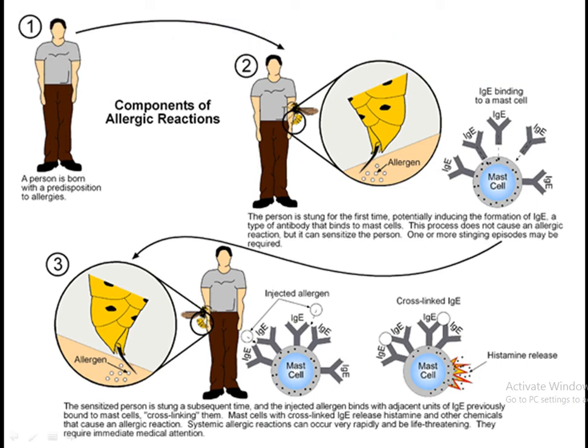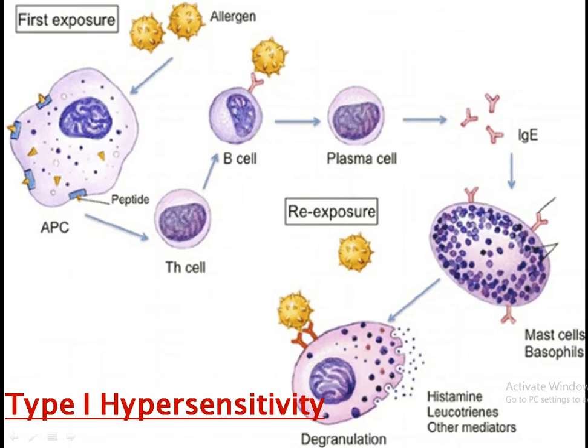Through this slide, I want to show you the person born with a predisposition to allergens, or I should say the components of the allergic reactions. Secondly, the person is exposed for the first time, and lastly, the sensitized person is exposed a subsequent time. This is the summary for the type 1 hypersensitivity reaction.